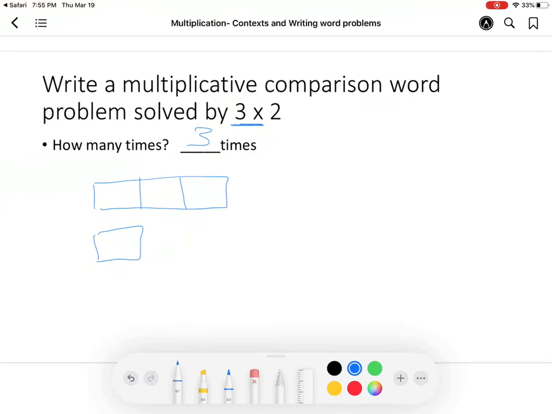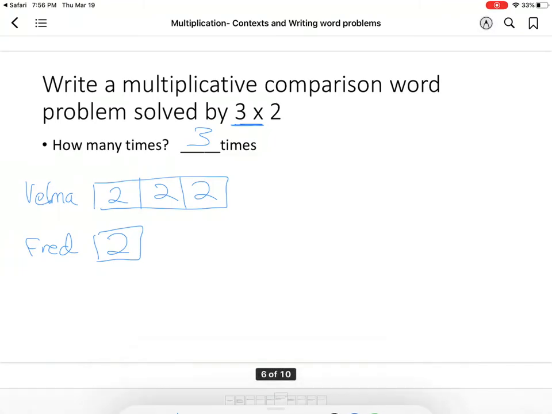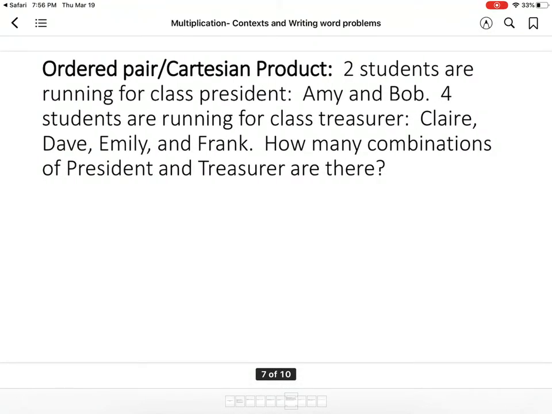I'm going to go with Scooby-Doo, and I'm going to say that Velma and Fred are studying. So knowing what I know about them, I think Velma probably studied more, and Fred probably studied less. So 3 times what? 3 groups of 2. That's my 3 groups of 2. So since I have 2 in each box, Fred will get 2 as well. And so then I can set up my word problem just by describing my picture. Velma studies 3 times as long as Fred. If Fred studies 2 hours, how long does Velma study? All right, let's move on to the next one.